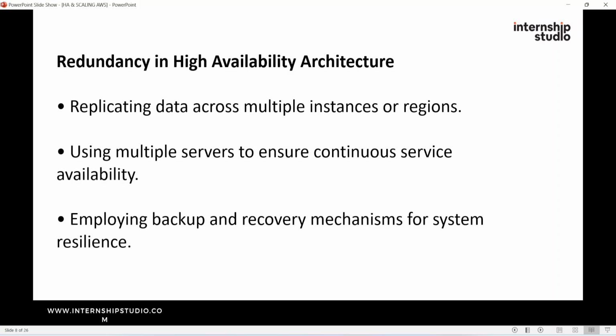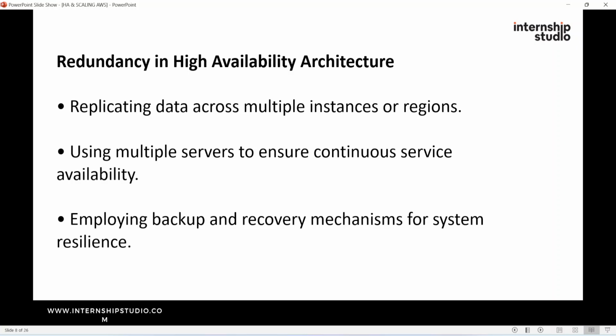So application redundancy is also one of the features here. Redundancy is implemented on the application level by deploying duplicate instances of critical applications. So if one instance experiences issues, traffic can be directed to another, maintaining service continuity. This is often achieved through techniques like clustering. Next, employing backup and recovery mechanisms for system resilience.